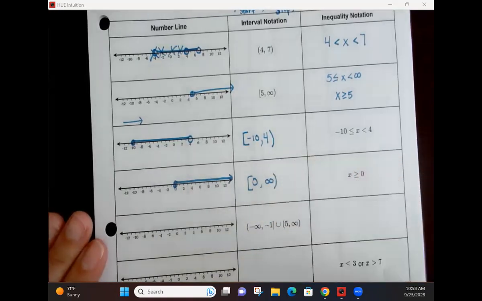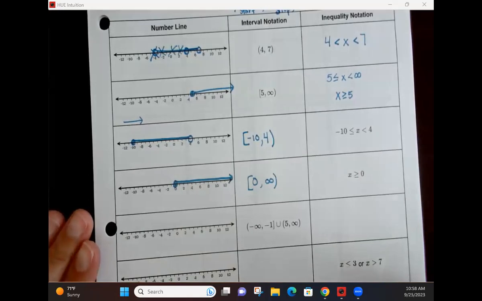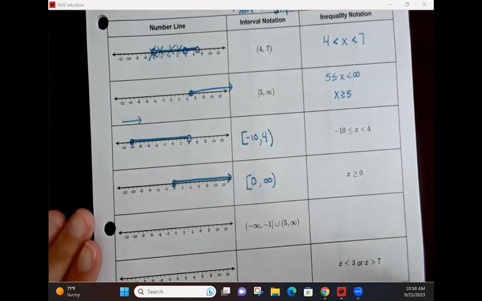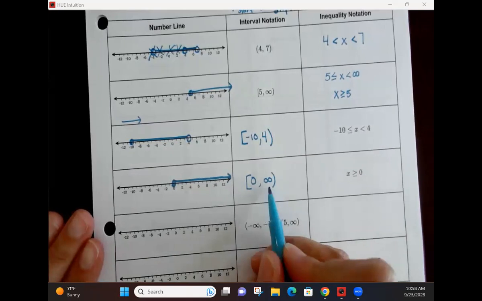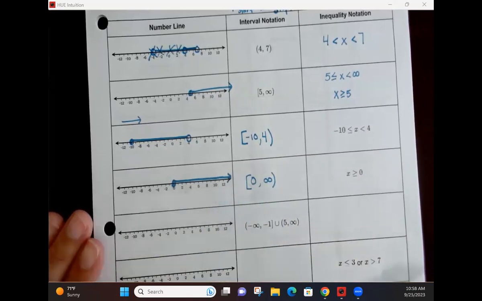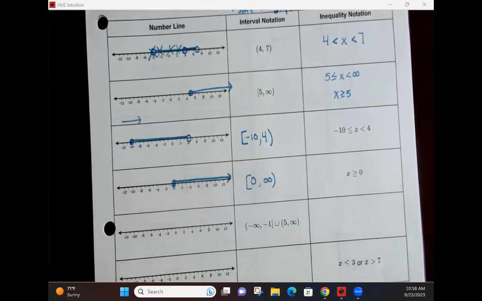Brackets are for places where I could look at my graph and identify that closed circle. Is infinity going to be a place I can put my finger on a number line? No. Remember, infinity is an idea. It's not an actual value. Okay?